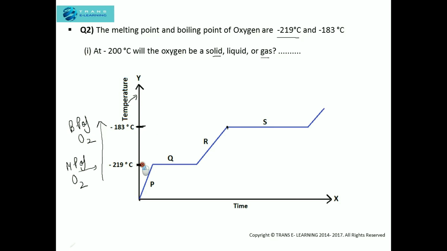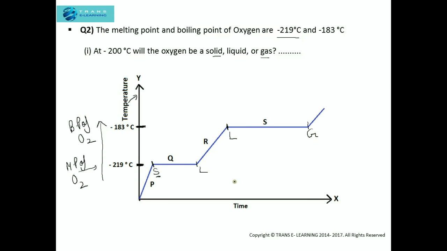As this point represents the melting point of oxygen, which is -219 degrees Celsius, that means the oxygen is changing from the solid to the liquid phase. And as this point represents the boiling point of oxygen, which is -183 degrees Celsius, that means the oxygen will be changing from the liquid phase to the gaseous phase.